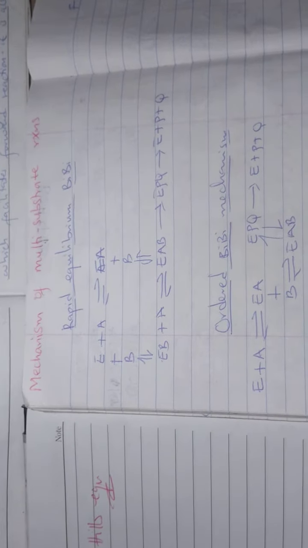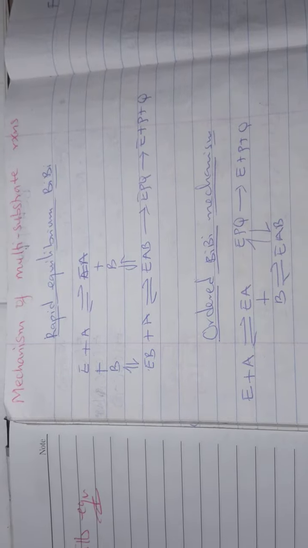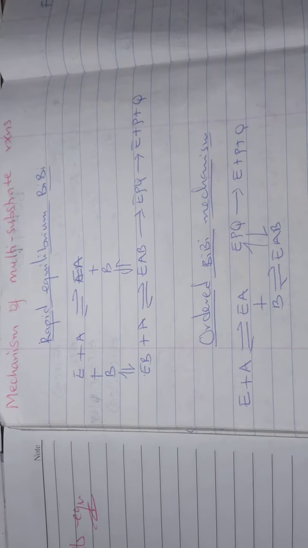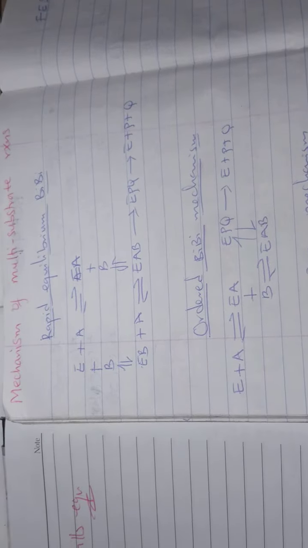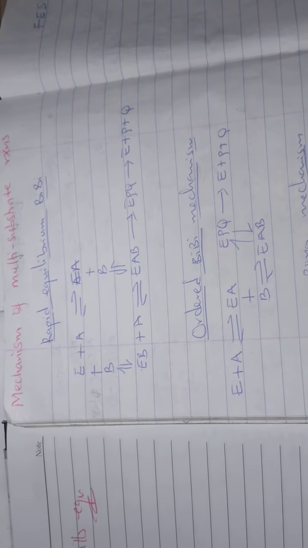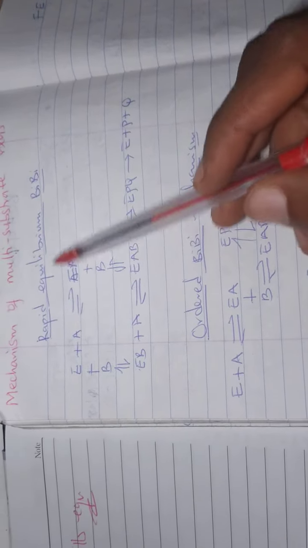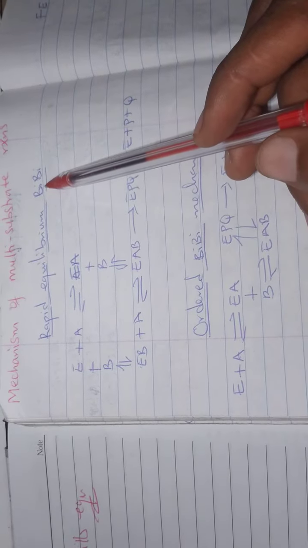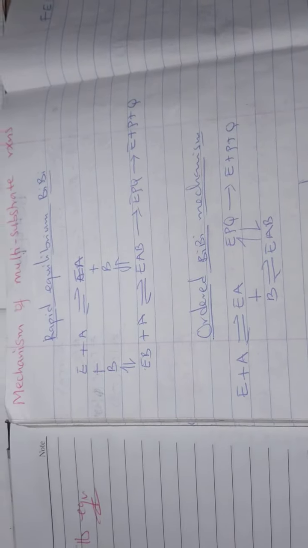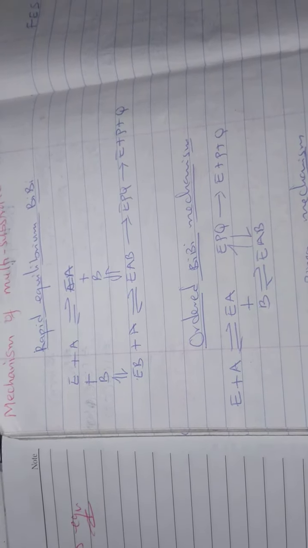Alright, in this video I'll be explaining the mechanisms of multi-substrate enzyme catalyzed reactions. Now there are three main mechanisms for multi-substrate enzyme catalyzed reaction, and the first we are going to look at is the rapid equilibrium bi-bi mechanism. Now in the rapid equilibrium bi-bi mechanism, there is no restriction to the substrate that binds first.